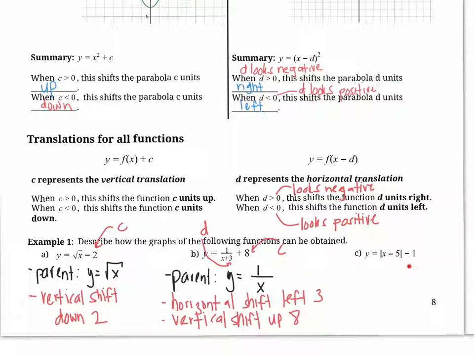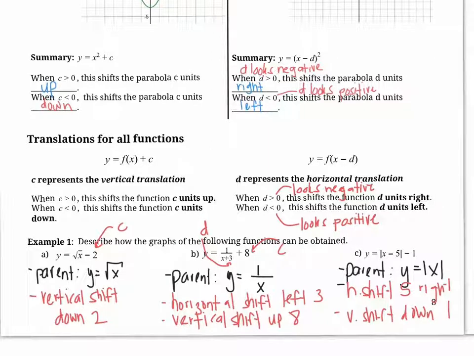Let's try this last one, but try it on your own. Try to list out what the parent function is and the horizontal and vertical shifts. So pause the video and come up with that on your own. If you're back at the video, you are checking your answer. And here's what you should have got. The parent function is the absolute value function. We have a horizontal shift 5 to the right because there is our D value, because it's inside the function. And then this is our C value because it's outside the function. And so then we have a vertical shift down 1.